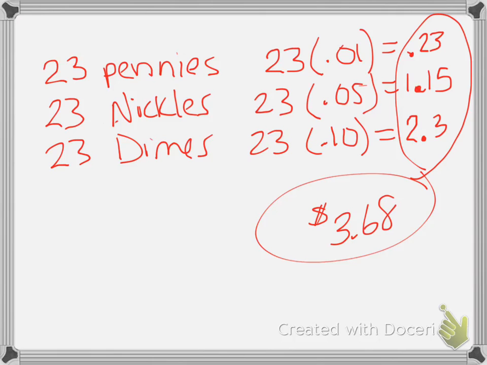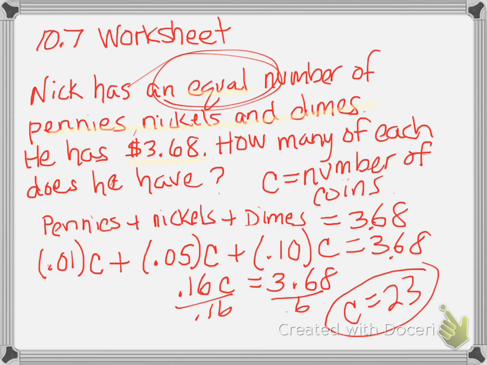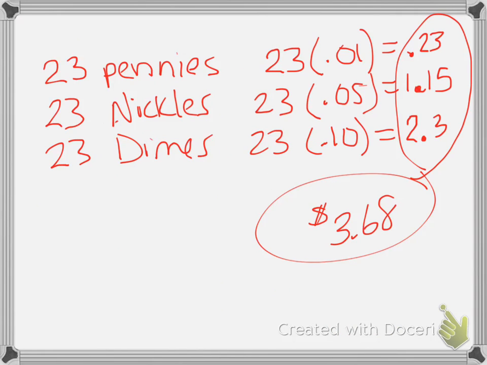Make sure that when they ask a question, you're going back and making sure that you have the answer to it. How many of each? So 23 would be the answer for all 3. Let me show you one where they're not all equal.